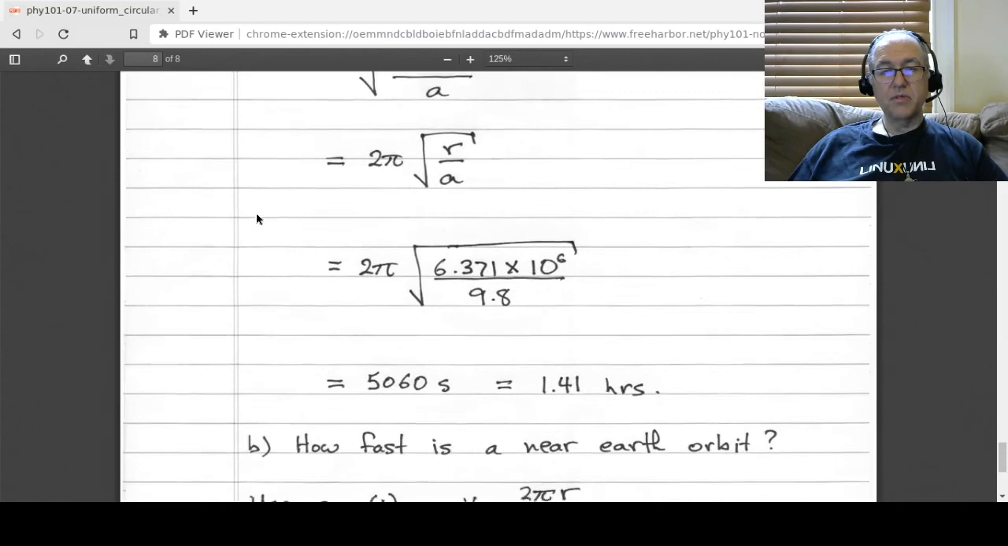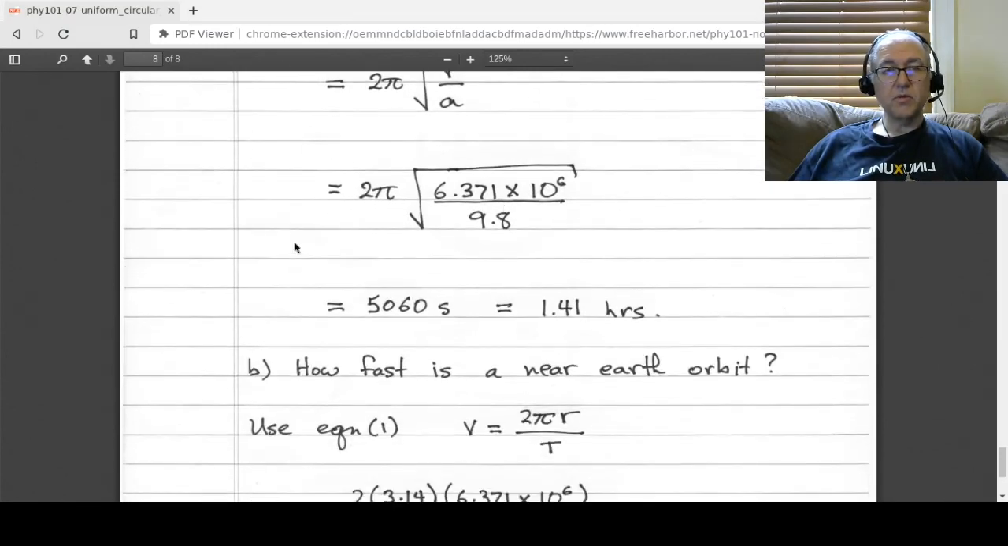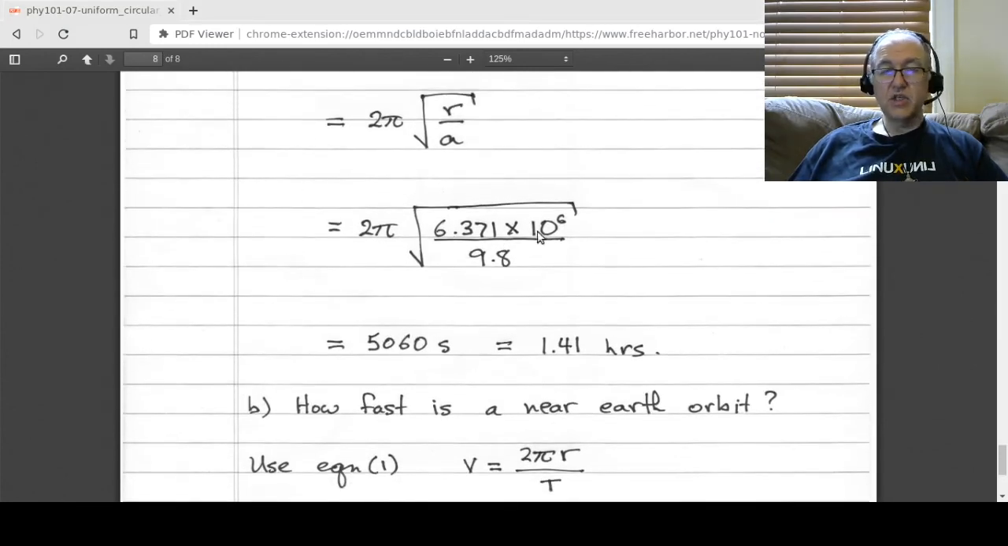All right, now substitute in the numbers. The radius, I just gave that to you. If you look it up on Google, it may give it to you in kilometers, but we need it in meters, so it's 6.371 times 10 to the 6 meters divided by 9.8. I actually used 9.8 and not 10 here because I want a more accurate number. And that turns out to be 5,060 seconds, which is about 1.4 hours. So it's a little less than 90 minutes, but you got the idea. In 1.4 hours, you can go all the way around the Earth.